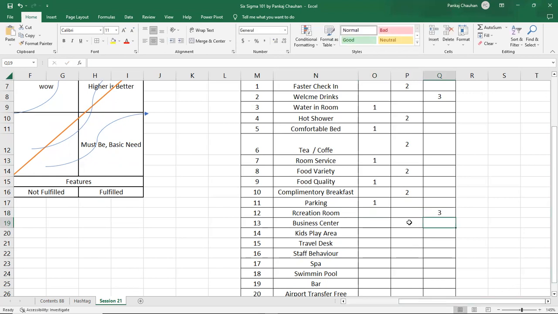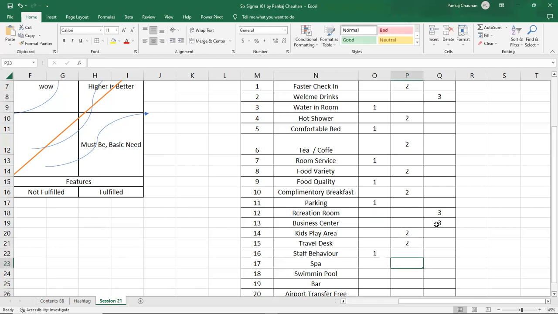Business center, probably if it is not a business hotel, still you have a business center, customer will feel wow. Kids play area, always, if it is not there, people will manage. If it is there, then customer will be feeling happy. So it's a linear requirement, they won't mind. Travel desk, if you have more options available, customer will be more happy. Staff behavior is a must-be requirement.